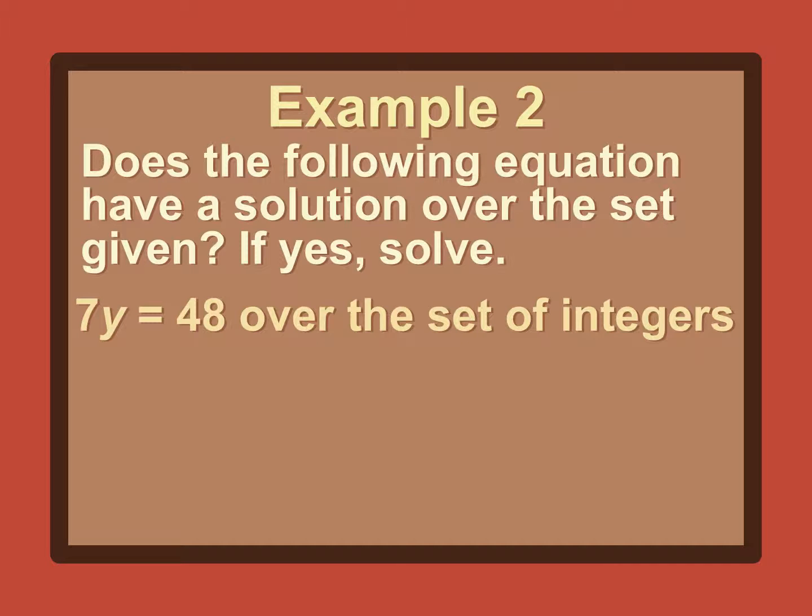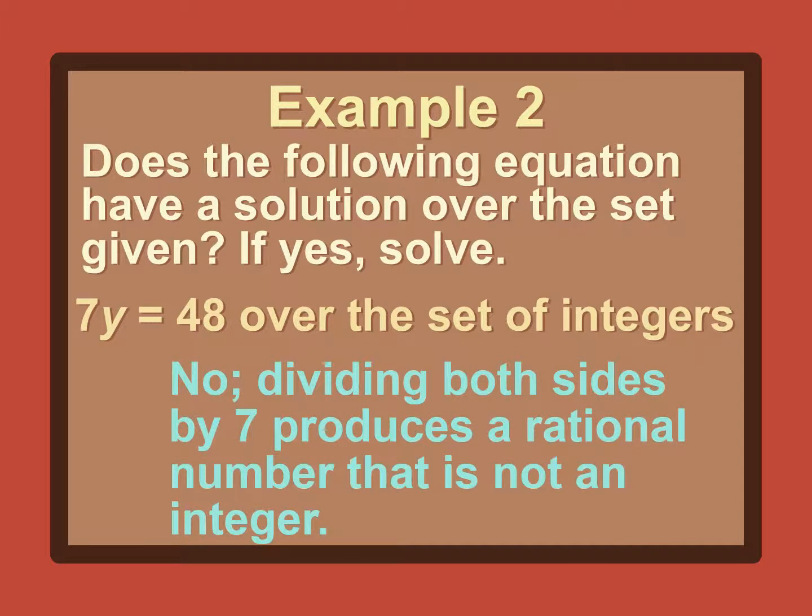Let's say 7y equals 48 over the set of integers. The answer to that is no, because dividing both sides by 7 produces a rational number, because 48 over 7 doesn't simplify, which means that it's not an integer, it's a rational number. So because it's not an integer, and that's what we were looking for, the answer is no. It does not have a solution over the set of integers. It has a solution. The solution is 48 over 7. It's just not a solution over the set of integers, which is what I was asking for.